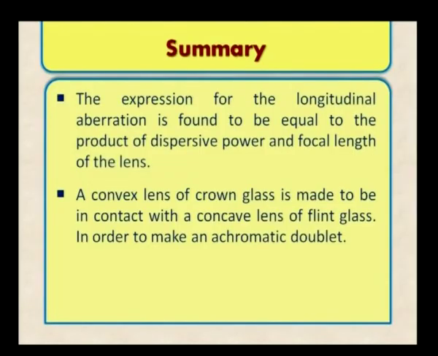Let me now summarize the lecture. The expression for the longitudinal aberration is found to be equal to the product of omega and f. A convex lens of crown glass is made to be in contact with a concave lens of flint glass in order to make an achromatic doublet.